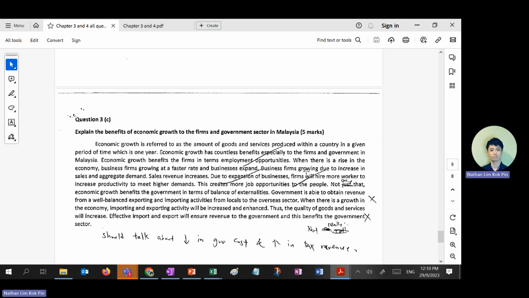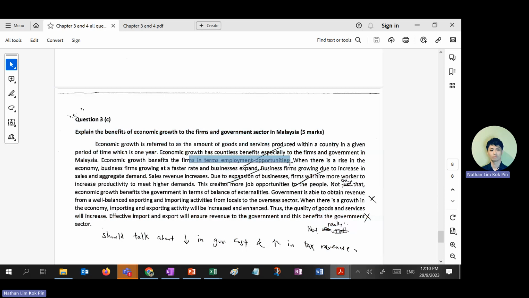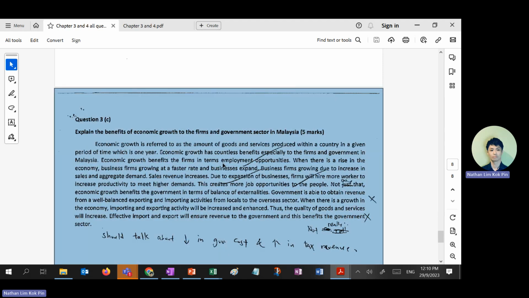What are the benefits to the firms and what are the benefits to government? First one, economic growth will lead to more employment opportunities. When there's more employment, business can hire more workers to expand, right? And the workers have more jobs. When workers have more jobs, what happens? They will have more income.